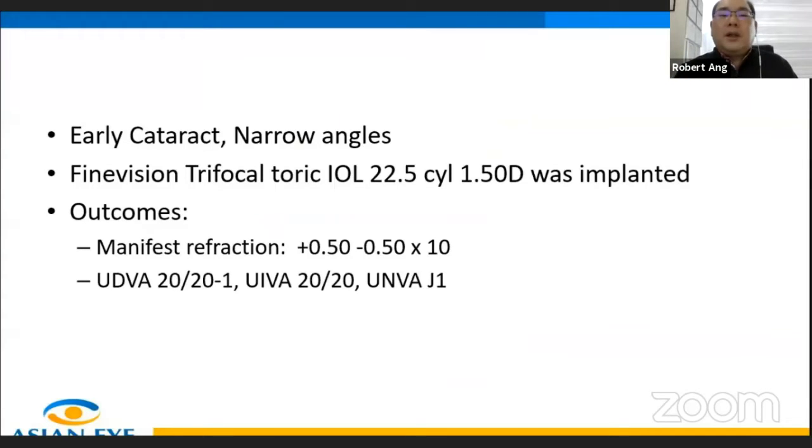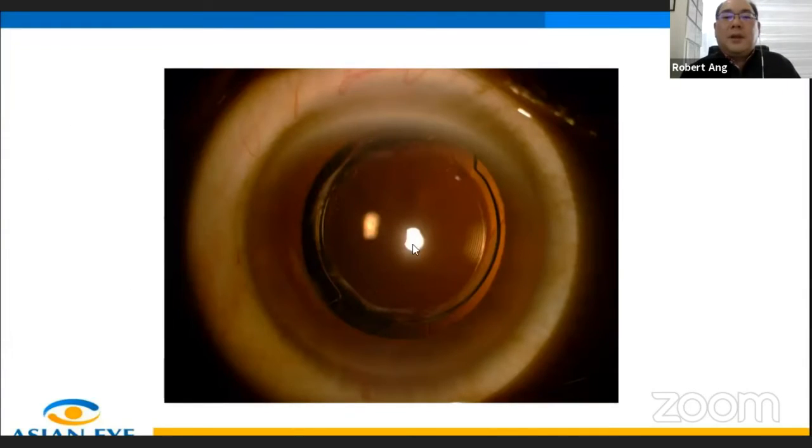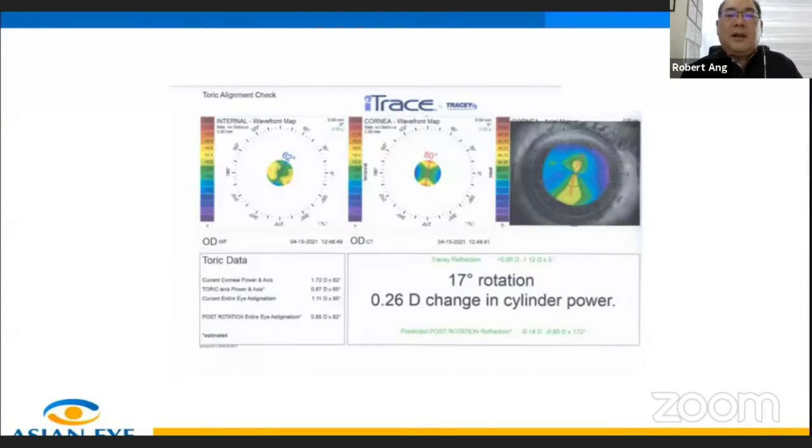We put a trifocal toric, and the patient is quite happy with the result. So this is how the Pentacam AXL system helped me with decision making in this patient. I usually check the axis at 1 day and 1 week because I want to know if I need to rotate the IOL. I have an Eye Trace which gives me the toric check, and it tells me that in this case, even if I rotate the lens, I would have minimal gain in terms of cylinder power correction. So no need to rotate this IOL.